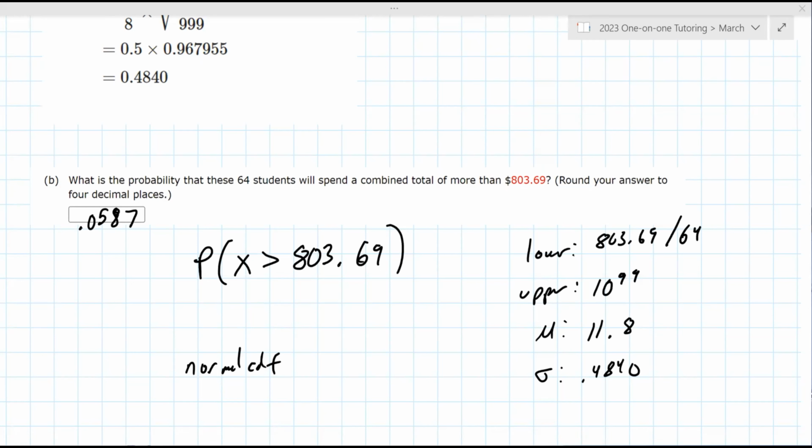0.058, 4 decimal places. Please try that, and I really hope that that works. Yeah, that's right. Great. All right, so the next one is related. It's going to be very similar to the previous calculation here, part C.